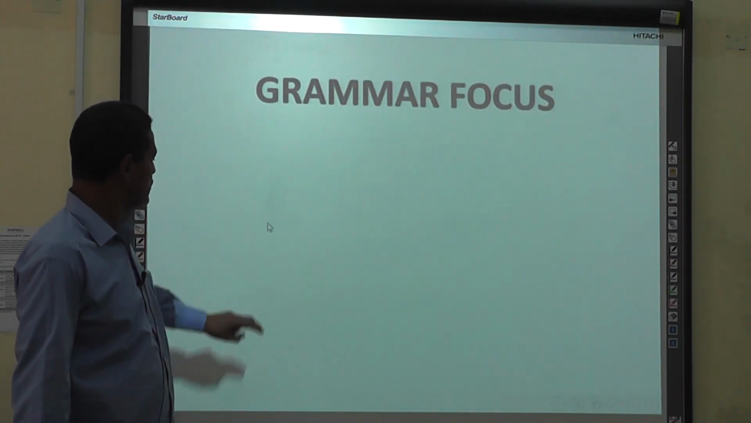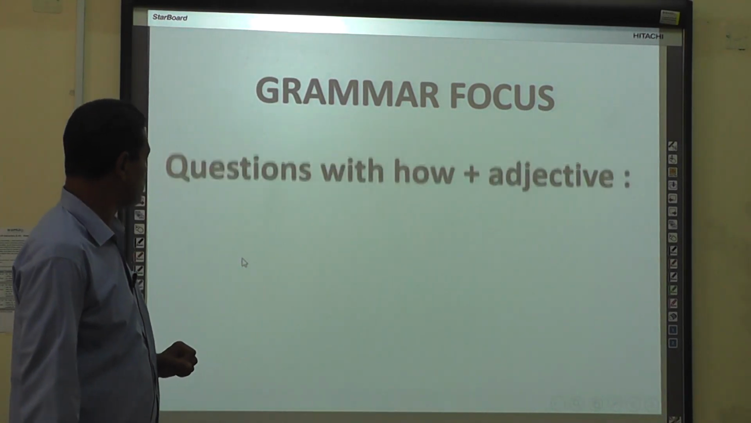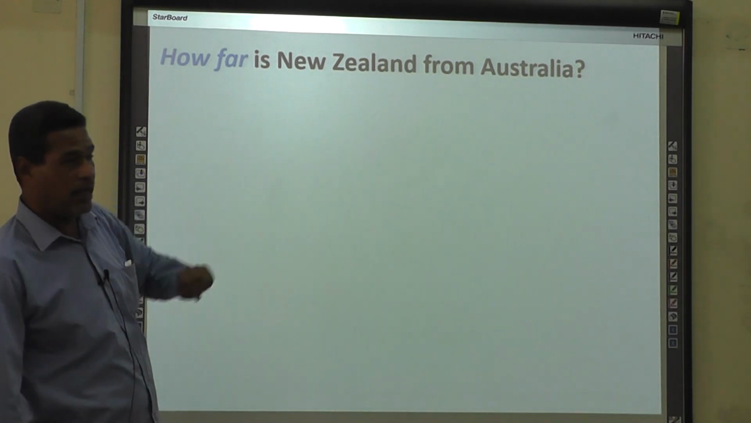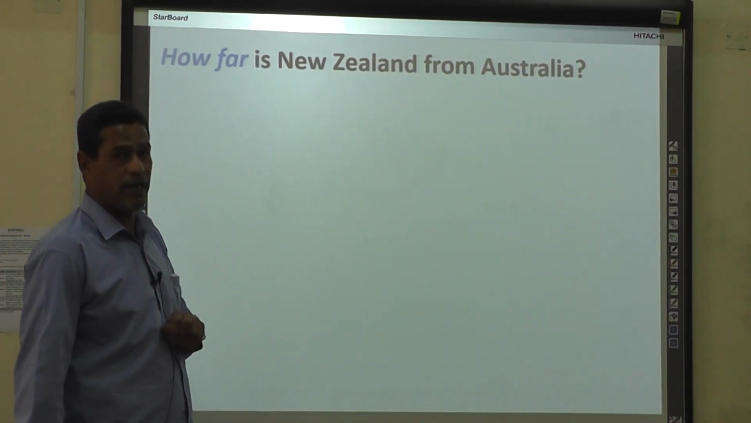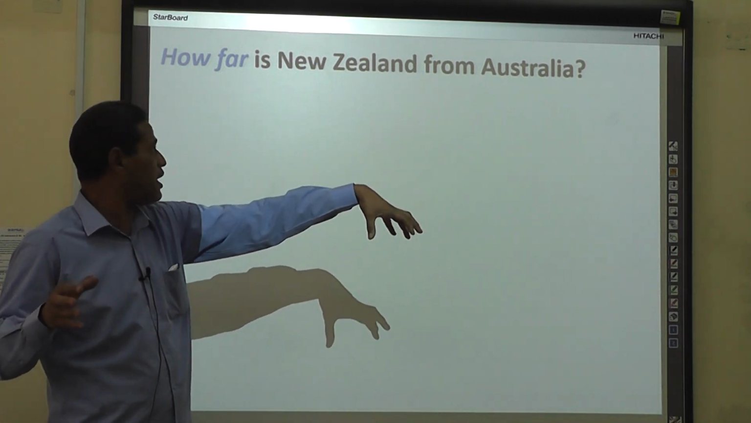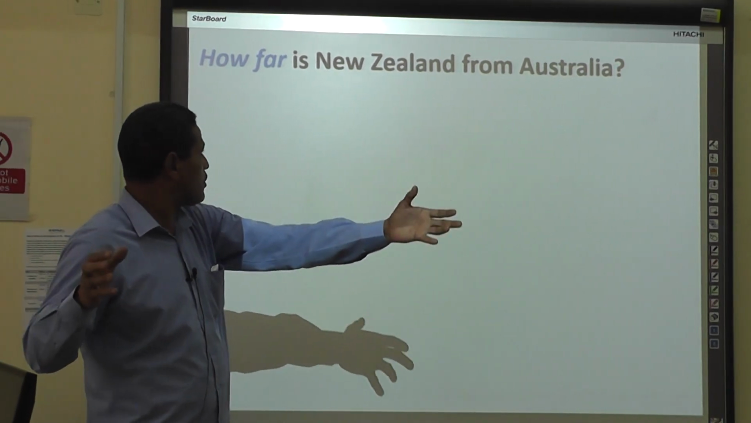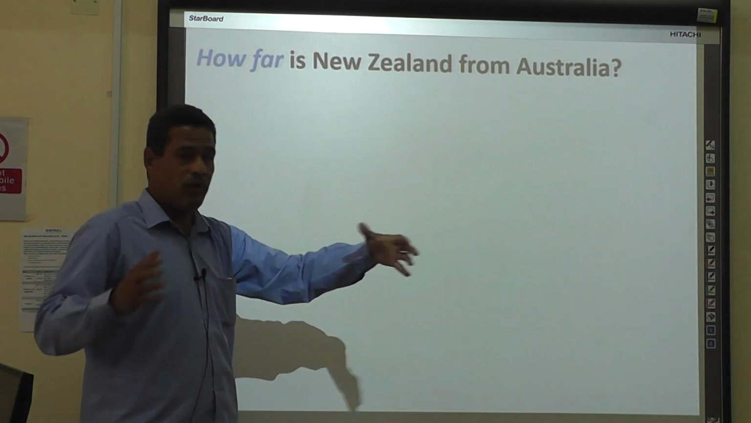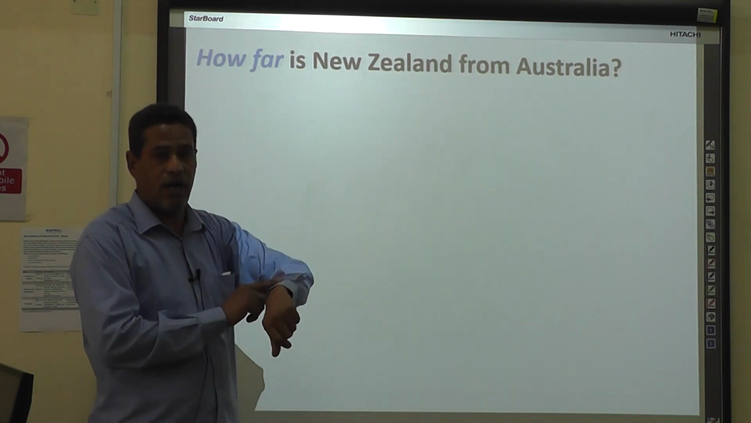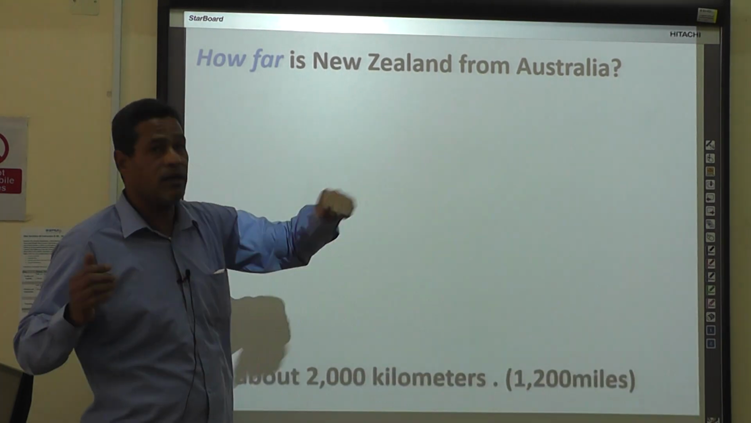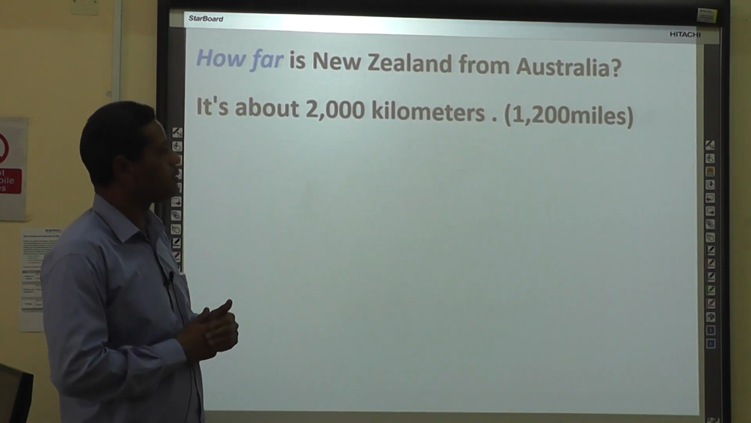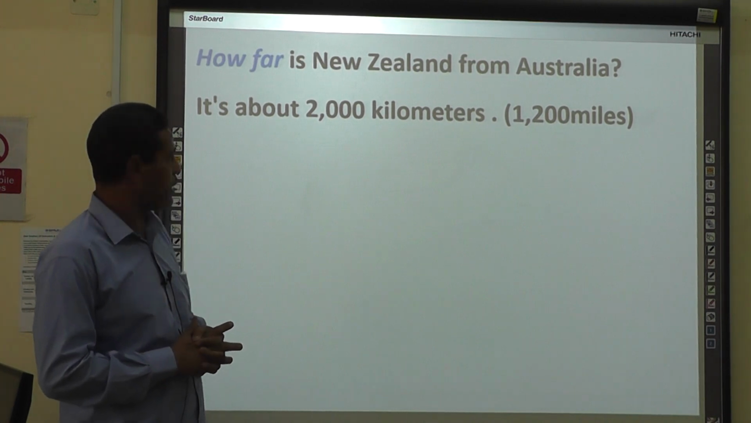Grammar focus. Questions with how. How far is New Zealand from Australia? As you can see, this person wants to know the distance between this country and that country. For example, I can say, how far is it? Or how far is Dammam from Riyadh? I want to travel from Riyadh to Dammam, but I don't know the distance, how many kilometers, how many miles, to know how long it will take. So I can ask how far. The answer: it's about 2,000 kilometers, which is 1,200 miles.